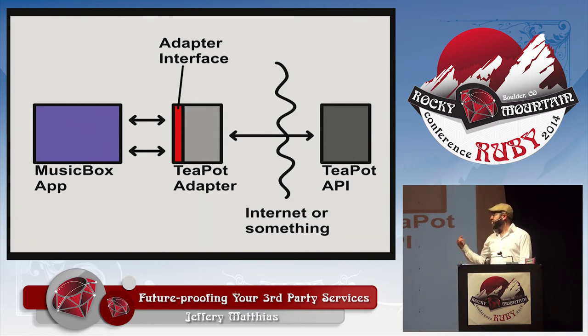So when the music box app talks to the teapot adapter, it's actually using it in the language defined by the adapter interface, language that belongs in the SendGrid domain, our app's domain, and not the domain of the teapot API or whatever API that we're wrapping. The catch is that both the main application and the teapot adapter will include this gem. The main application will use it for the DTOs, and the adapter will use it for both the abstract classes and for the DTOs.